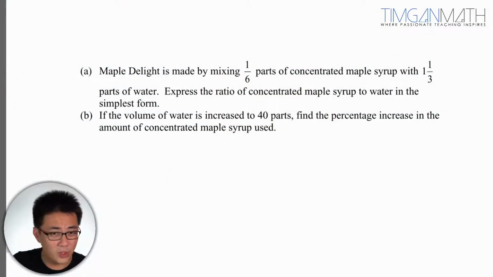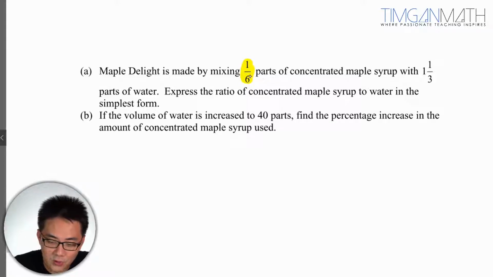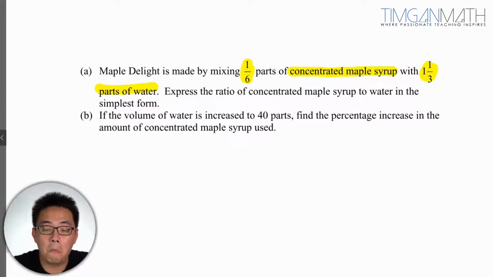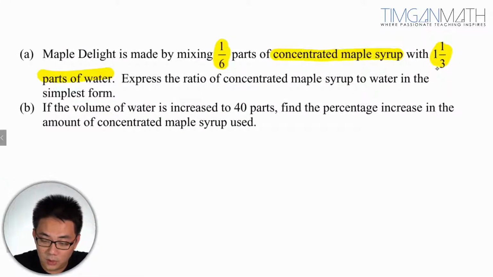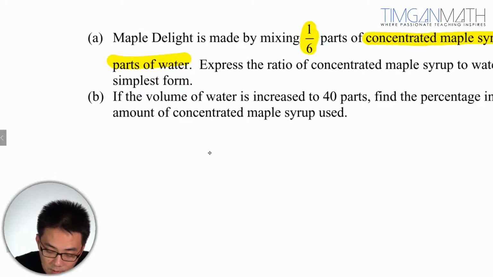Hi students, let's look at this question here, which is on percentages and proportion, I believe. For the first part, a maple delight is made by mixing 1/6 parts of a concentrated maple syrup, and this is 4/3 part of water. Express the ratio of concentration maple syrup to water in the simplest form. So can I check whether it is 4/3 part of water? Okay, great. So I presume this is more than 100%, but it's okay. I'm just going to take the amount as told.